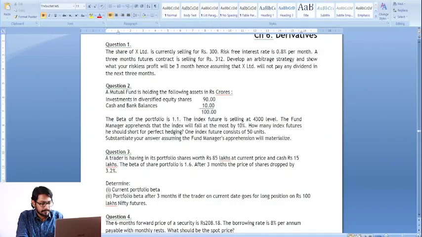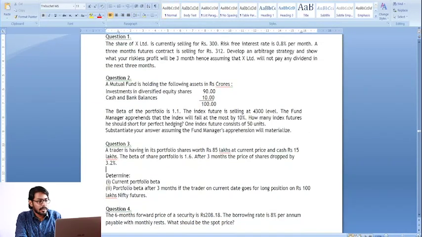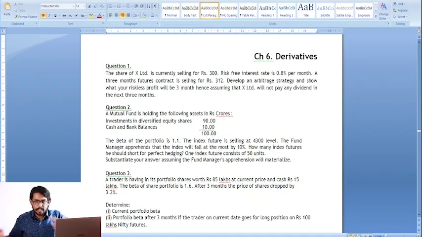question number 1. Okay, so I think we have had too much of concepts. We've had a long story of what is futures. We will do one question, just to try to touch futures, and then we will explain some more concepts, like what is the use of futures. We'll explain after that.